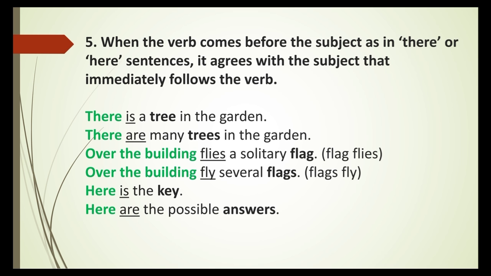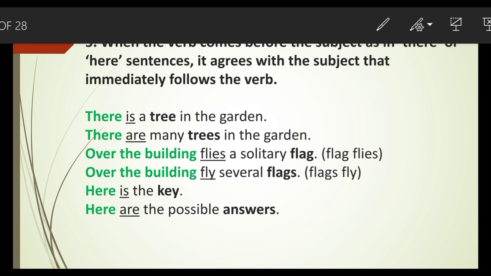Nakasunod. Let's say, for example, there is a tree in the garden. So, bakit is yung ginamit? Bakit is yung ginamit dito? Kasi nga, ang ating subject dito ay tree. Kaya is. There are many trees in the garden. So, bakit are ang ginamit dito? Kasi, ang ating subject dito ay many trees or trees. Ayan, so madami, plural. Next example.